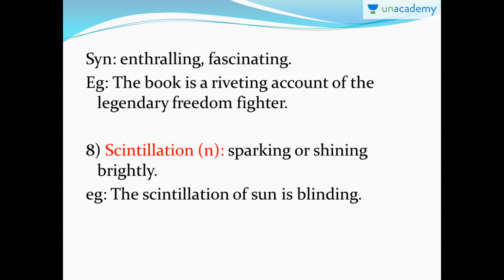scintillation. It's a noun. So I've been telling you all since course 1, sometimes ION endings are a hint that this word could be a noun. So if you have to find the different parts of the sentences, you can make use of these hints. Scintillation is a noun. That means sparkling or shining brightly. So something that shines very brightly is called scintillation.